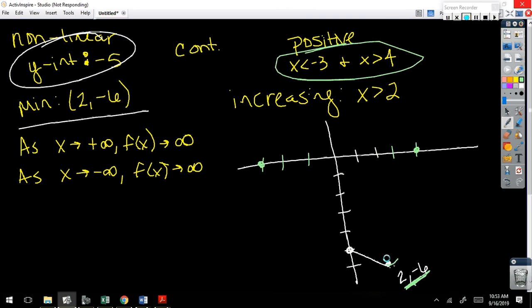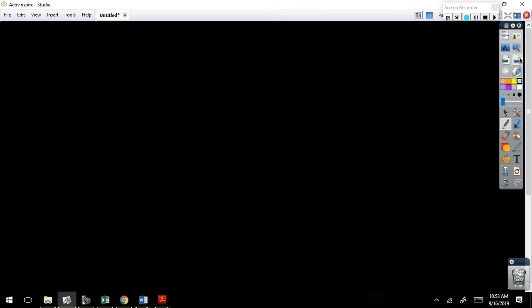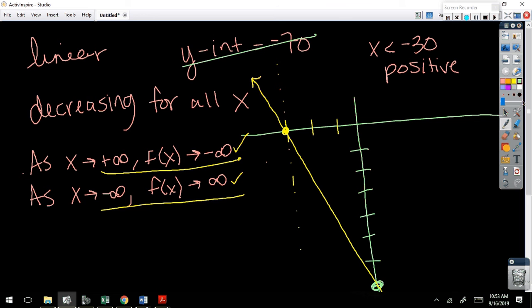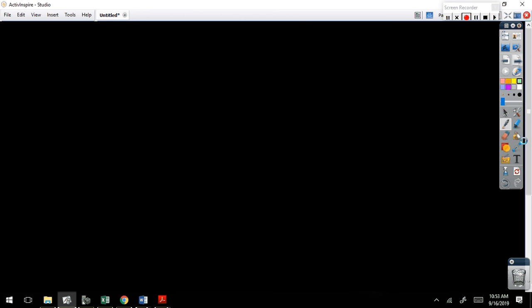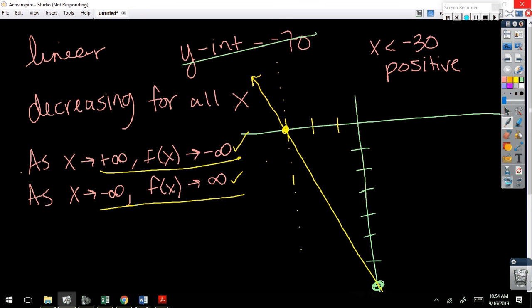Come on. Come on. Oh, what did it do? Y'all, where'd it go? It disappeared. Bye-bye. The trial has expired. This is not good. Oh, this hurts. Oh, there it is. Okay.